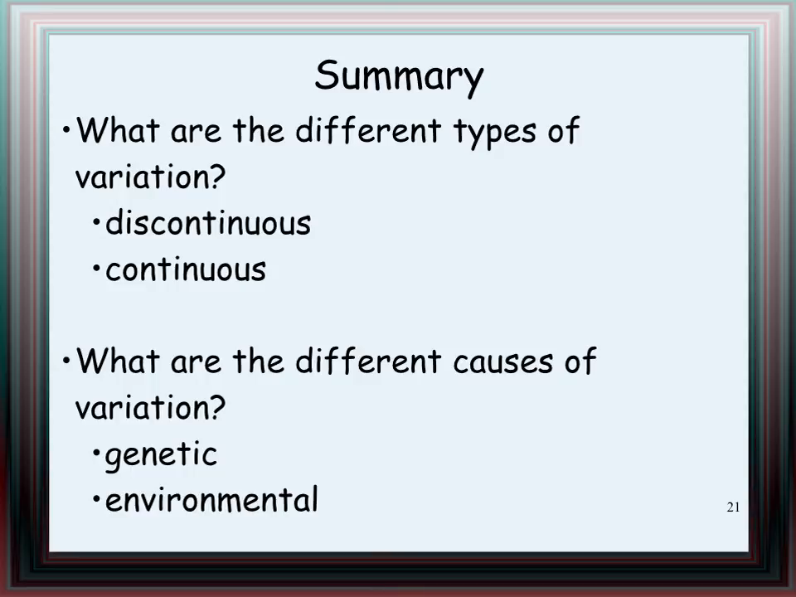So genetic variation includes mutations, crossing over, independent assortment of homologous chromosomes, random mating between individuals within a species, and random fusion of gametes at fertilization. And then environmental factors include climatic, pH, and nutrients or diet. And that concludes our lesson. The end.